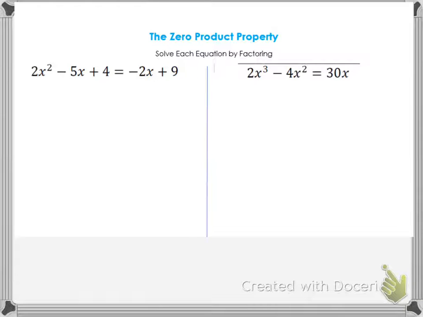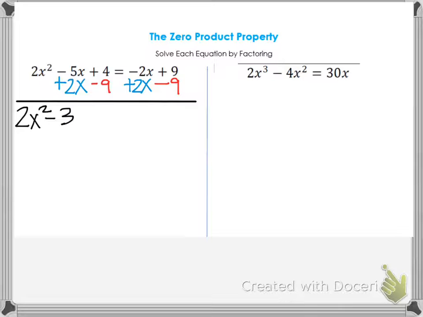So in order to put this equation into standard form, I'm going to add 2x to both sides, and I'm also going to subtract 9 from both sides. After I do that, I obtain 2x squared minus 3x minus 5 is equal to 0. Now I'm ready to factor my quadratic equation because I have the left side in standard form. So I notice there's no GCF and my a value is 2. This prompts me to use the AC method.